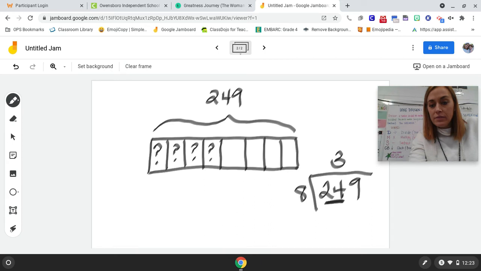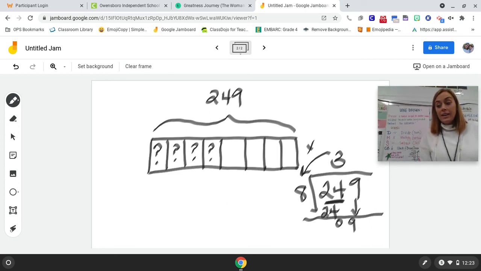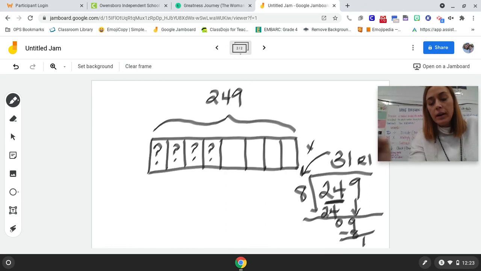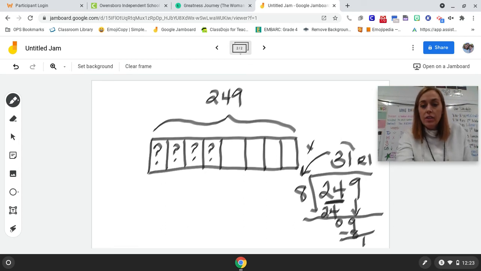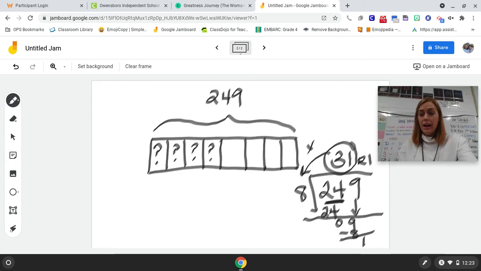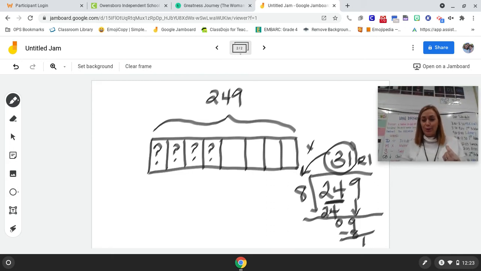I've done my division. Now I'm going to multiply. 8 times 3 is 24. Next step is to subtract. I get 0, and my next step is to check and bring down. I get a 9. Well, 8 can only go into 9 one time, right? 1 times 8 is 8. 9 minus 8 is 1. I check. I have nothing left to bring down, so here's a remainder. I have to go up here and put remainder 1. So I know that each of my students is going to get 31 colored pencils, and then I'm going to have one lonely little colored pencil left over, right?